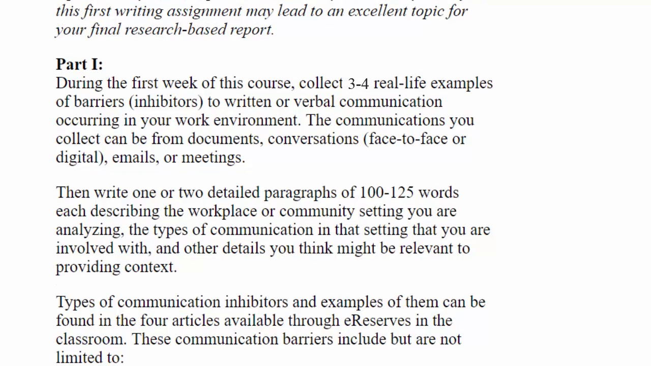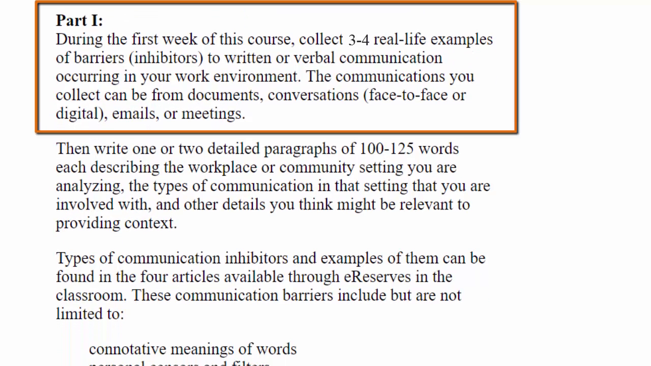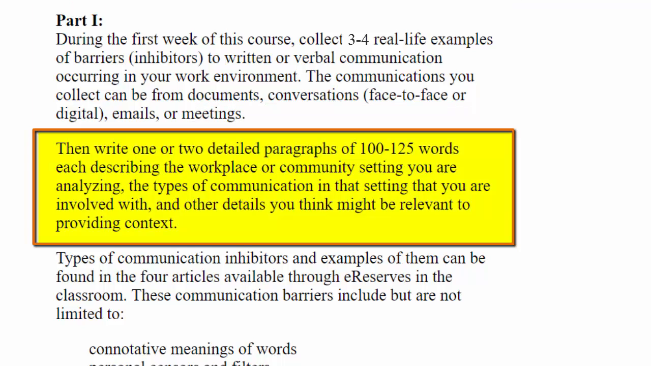Okay, let's take a look at part 1 of these assignment directions. Now during the first week of the course, you're going to collect real-life examples of barriers to any kind of communication that occurs in your work environment or community. Now these communications can be from documents, conversations, either real ones or digital, and emails or meetings. After you've collected them, you're going to write 1 or 2 detailed paragraphs that describe this workplace or community setting that you're analyzing, the types of communication in that setting that you personally are involved with, and any other relevant details.